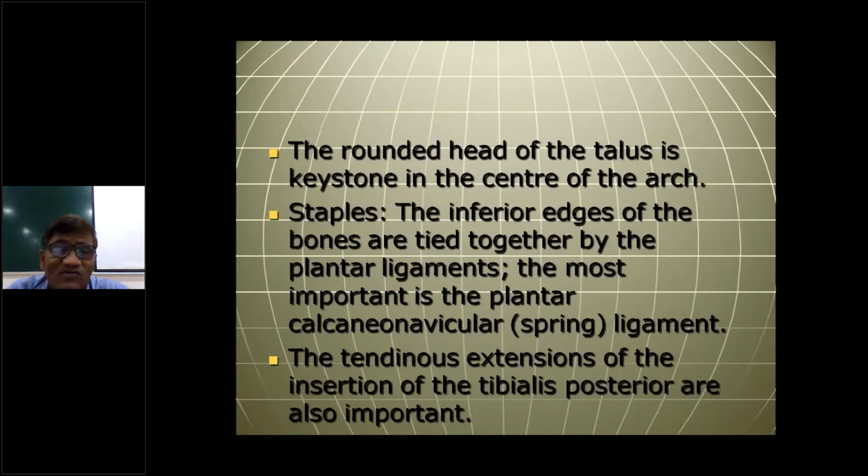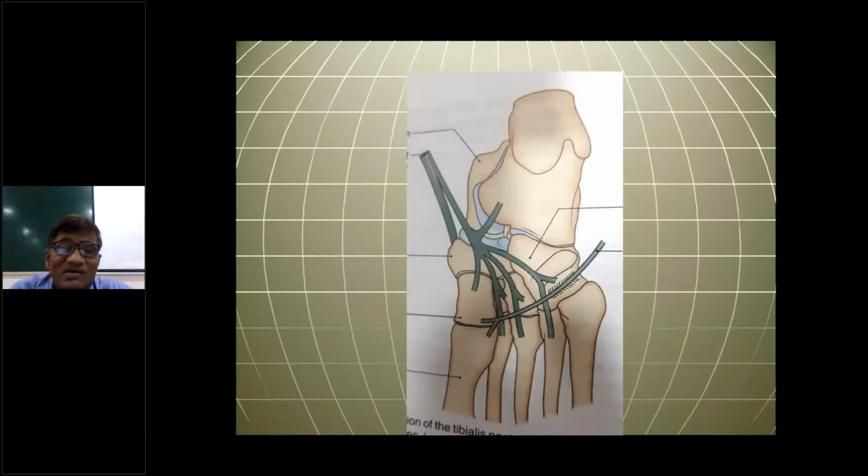The most important, of course, is the plantar calcaneo-navicular ligament, otherwise called spring ligament. The tendinous extensions of the insertion of the tibialis posterior are also very important. Now, if you see the insertion of tibialis posterior, get the orientation properly.